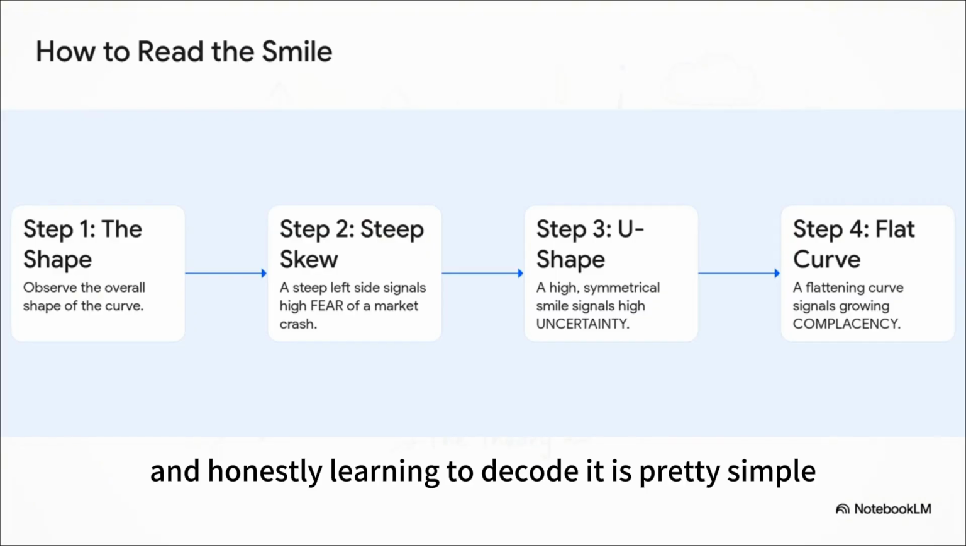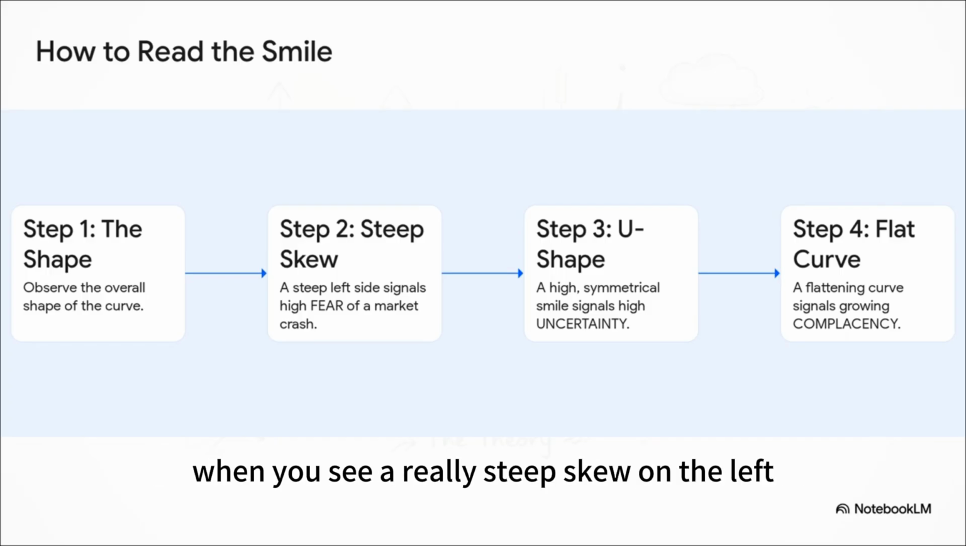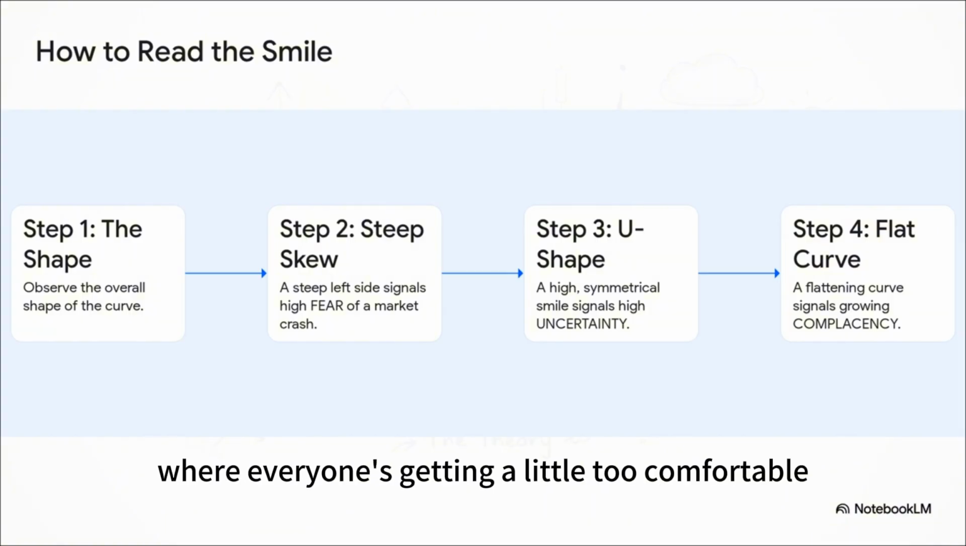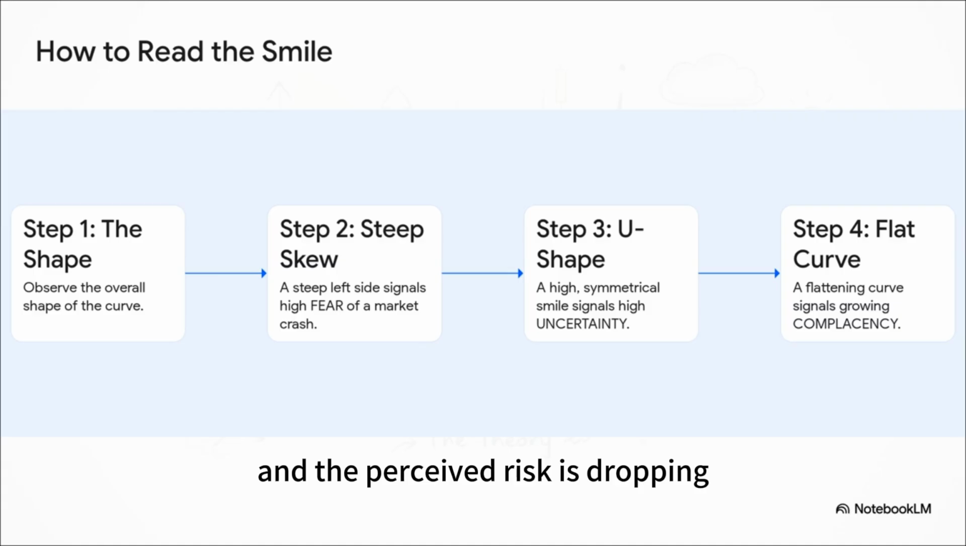And honestly, learning to decode it is pretty simple. When you see a really steep skew on the left, that's the market screaming fear. Lots of fear of a crash. If it's more of that symmetrical U shape, that's uncertainty. The market knows something's coming, like a big report, but it's not sure what. And what if the curve starts to flatten out? That can be a sign of complacency, where everyone's getting a little too comfortable and the perceived risk is dropping.